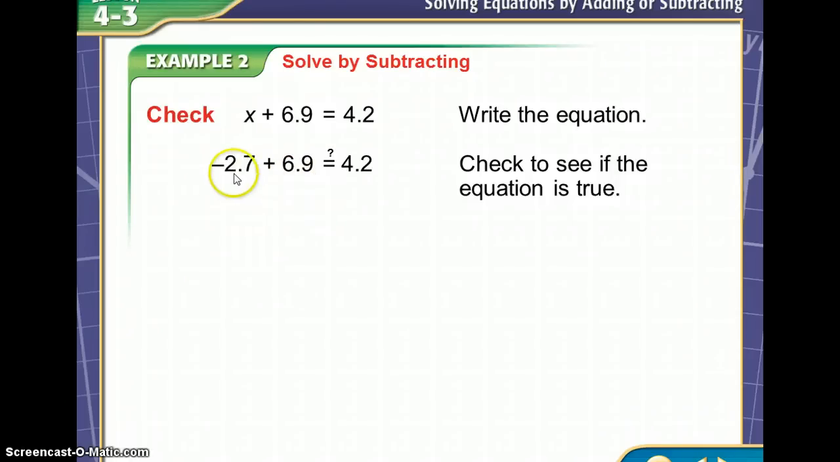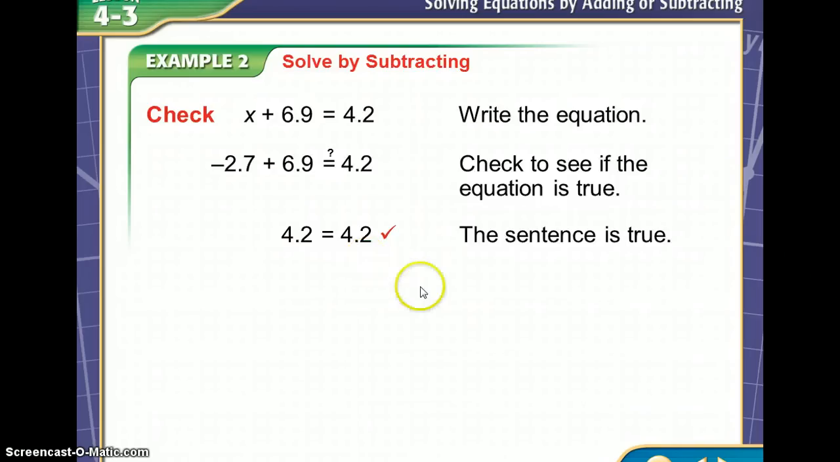And this time we plug in the negative 2.7 into the equation for x and see if it works, and it does.